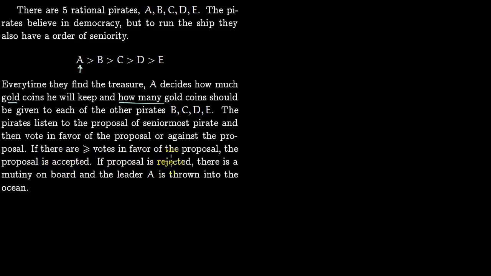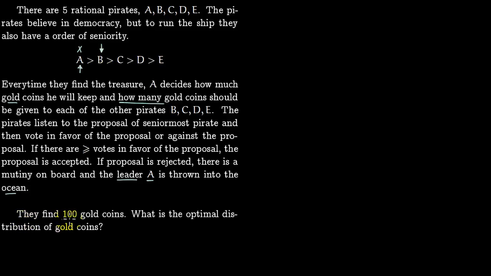Now if the proposal is rejected, in that case there is mutiny on the board. So say C, D and E vote against the proposal, there will be mutiny on the board. Then the leader A is thrown into the ocean because he was the one who came up with the proposal. So leader A dies, and the game again begins with leader B. Now B will decide how the treasure should be split.